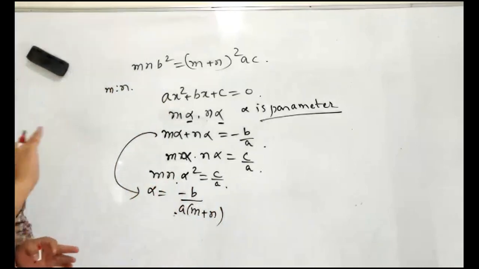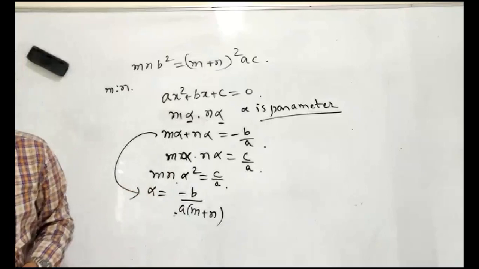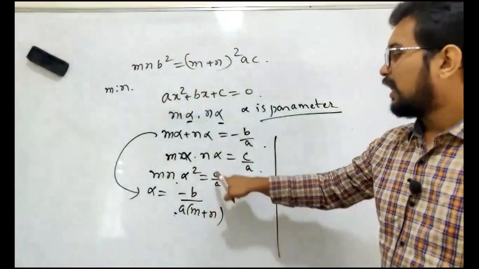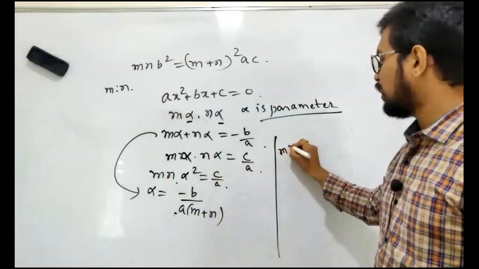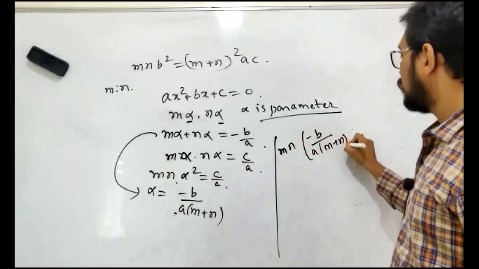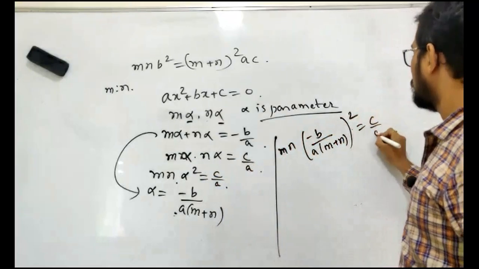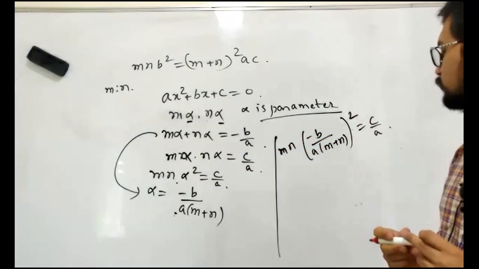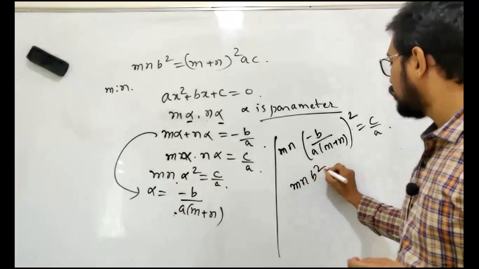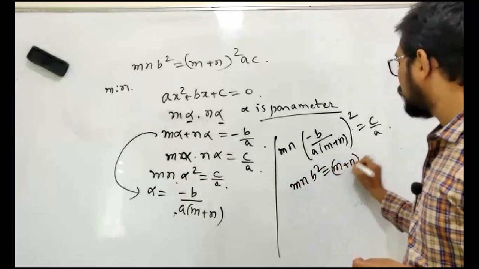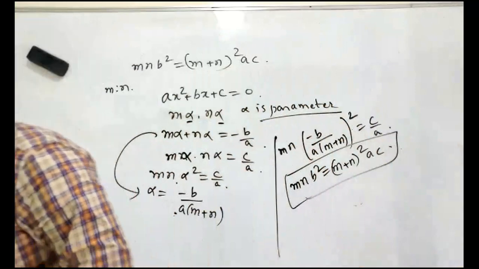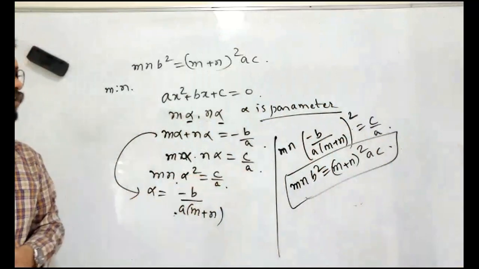We're not doing anything, we are just eliminating alpha. Take this part and substitute here. So you'll get mn into minus b by a into m plus n, whole square, equals c by a. From this you'll get mn b square is m plus n whole square into ac.